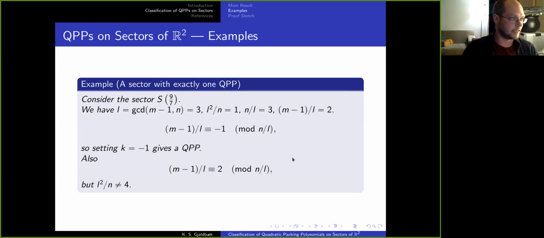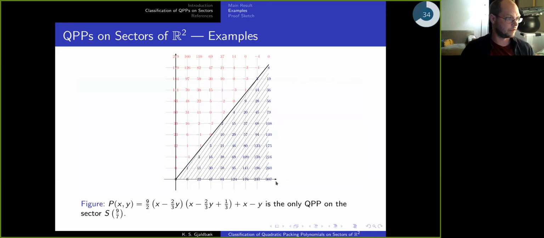But this is where we had the extra condition that L squared over n would have to be equal to 4, which it isn't, because it's equal to 1. So for alpha being 9 over 7, there's only one quadratic packing polynomial. And this is what it looks like. If you follow one of the lines, you can see that k just does go down by 1 when you go from one lattice point to the next.